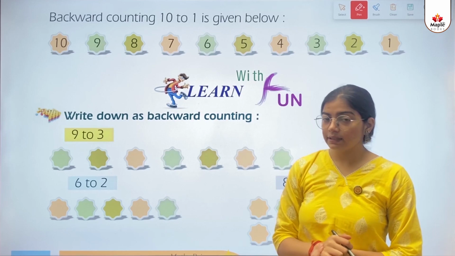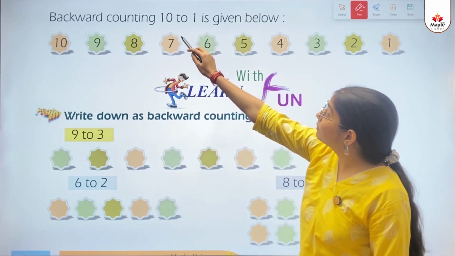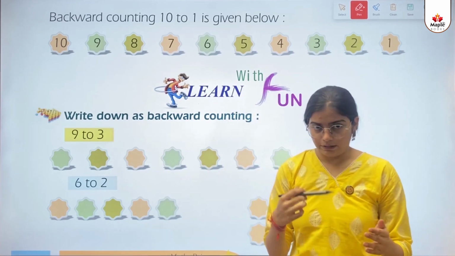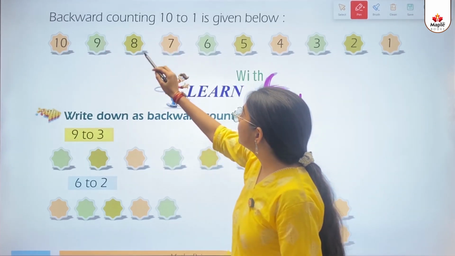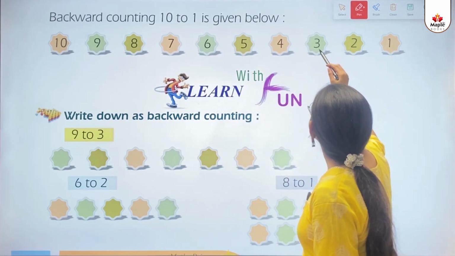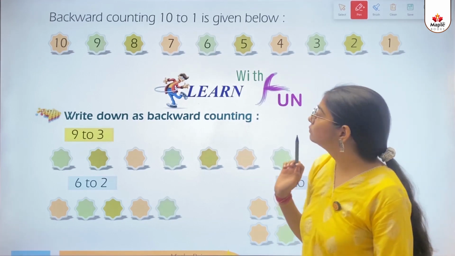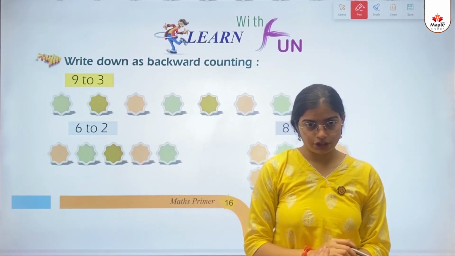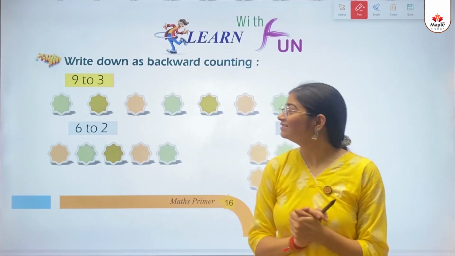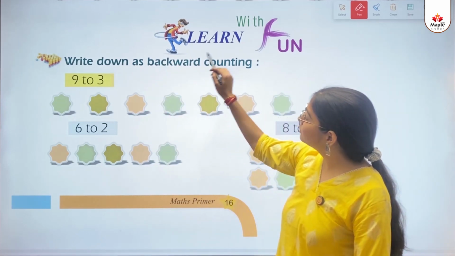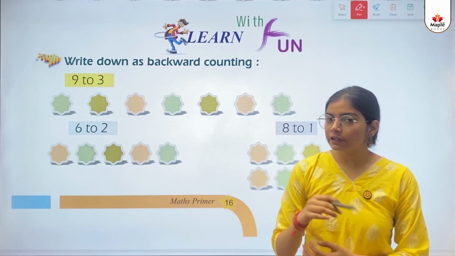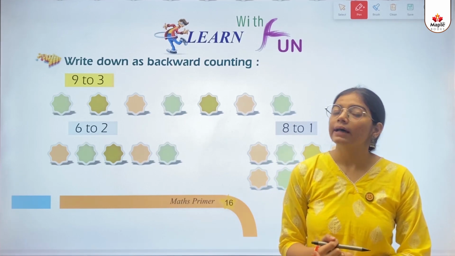Kids, as you can see, backward counting from 10 to 1 is given below. So, one more time we count together. 10, 9, 8, 7, 6, 5, 4, 3, 2, 1. Now, we will solve some questions related to backward counting. That is, learn with fun. Write down as backward count. 9 to 3. So, from which number will we start? We will start from 9.